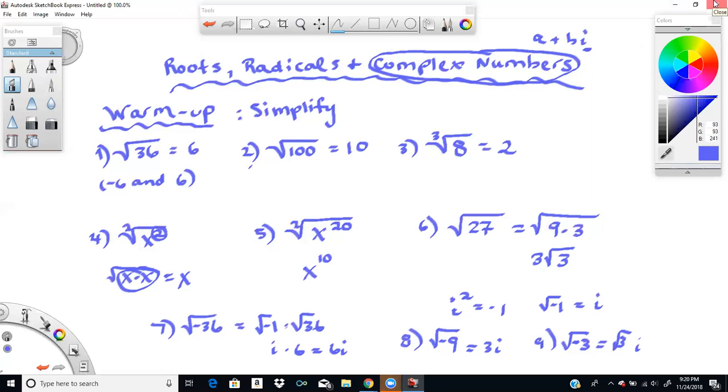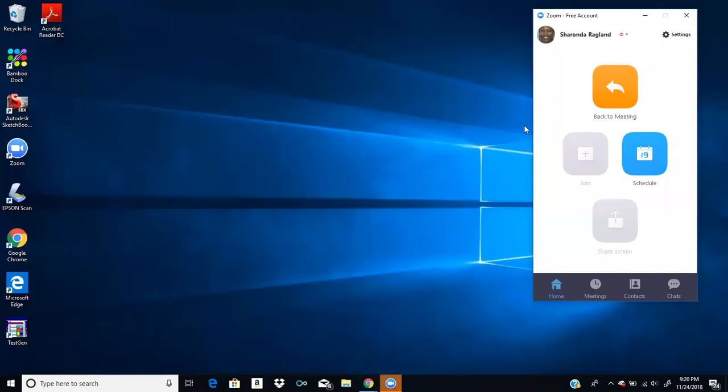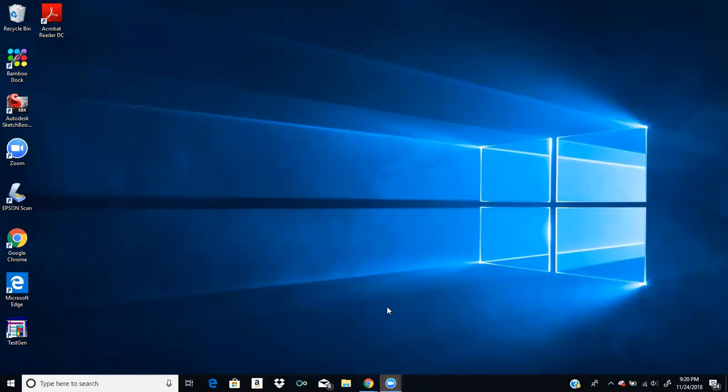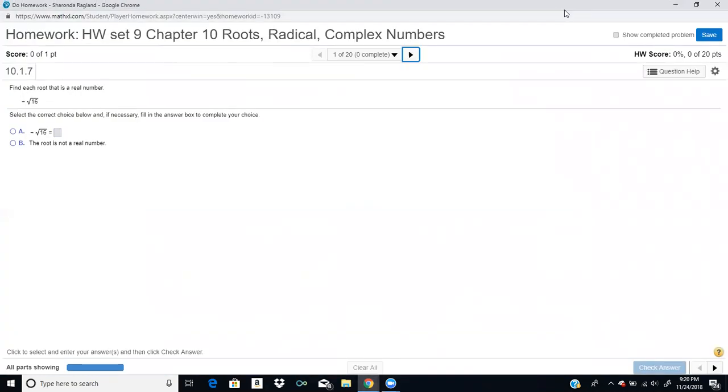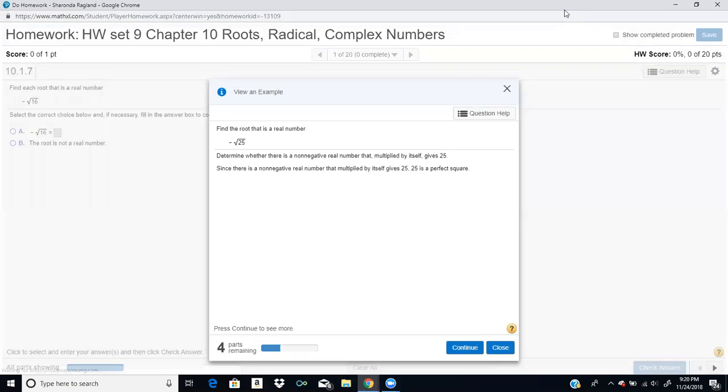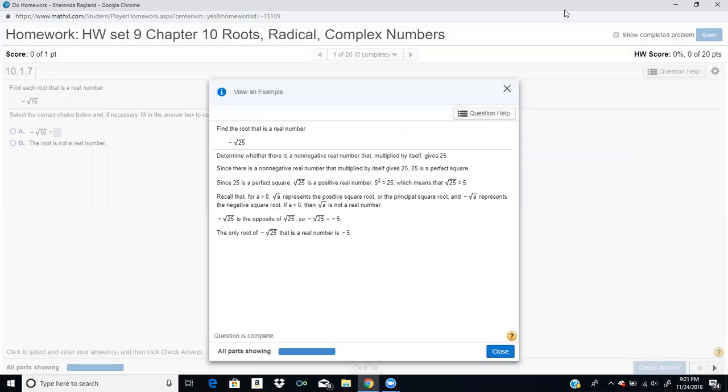So let's look at some problems. If we look at this, we are to find each root that is a real number. Looking at the view example will show you how to put your answers in. They're just looking at the principal root.